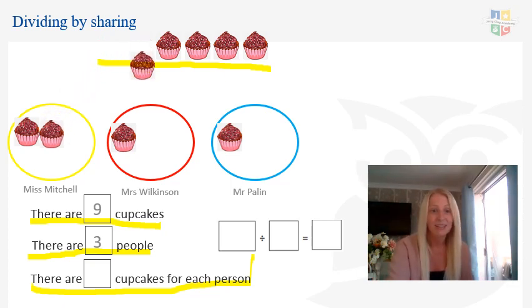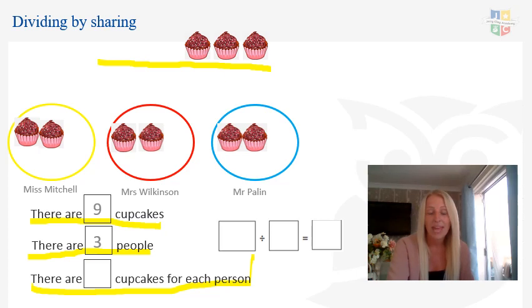So another 1 for me, another 1 for Mrs. Wilkinson, and another 1 for Mr. Palin. Can you see how I'm sharing them out in a row as well, so I make sure that everybody's got the same? But again, we've still got some cupcakes left, so I'm going to keep on sharing.